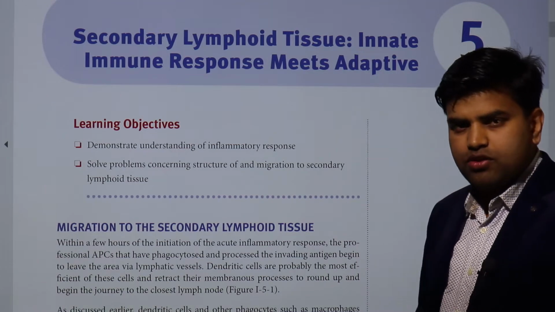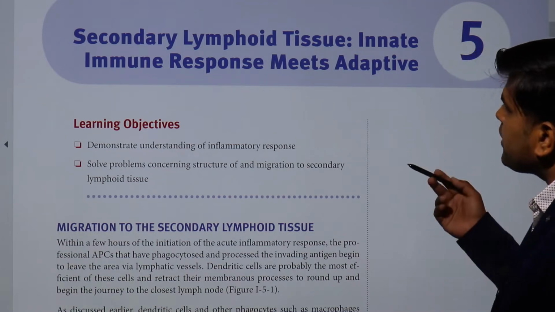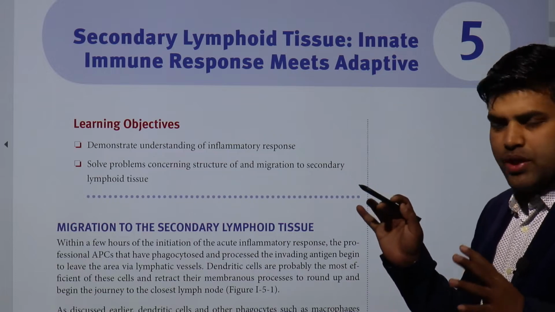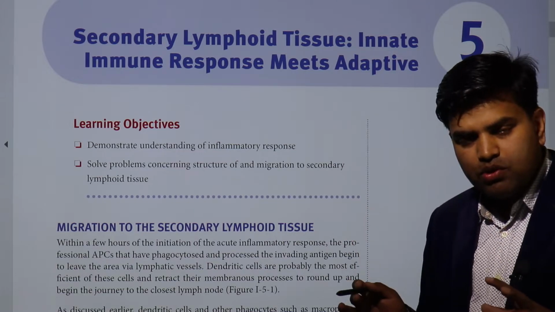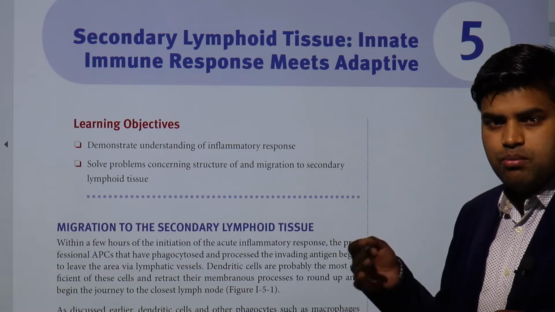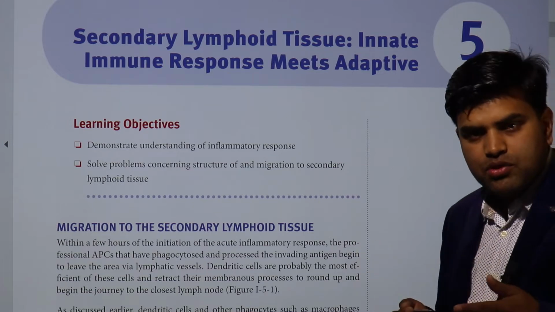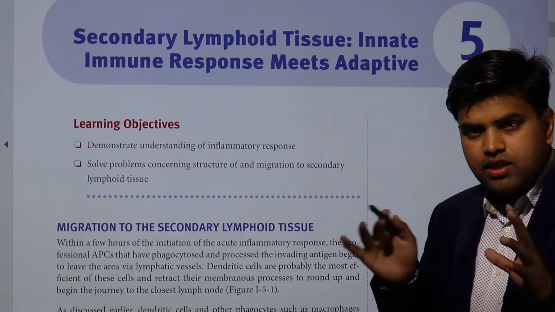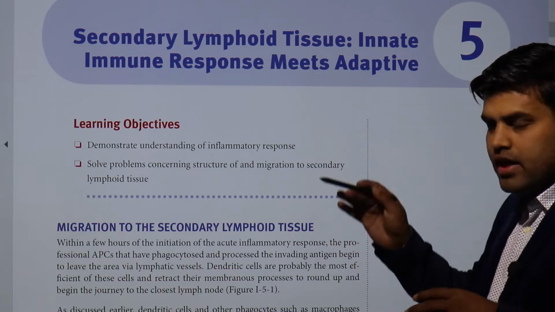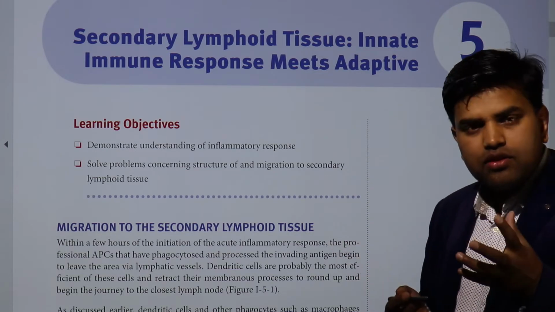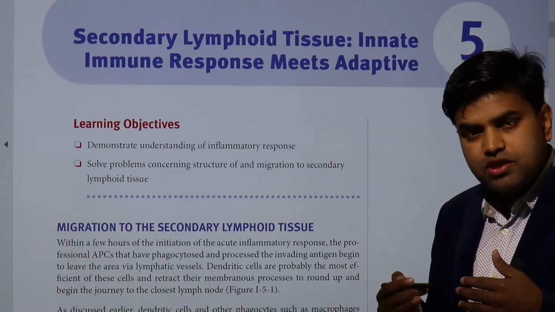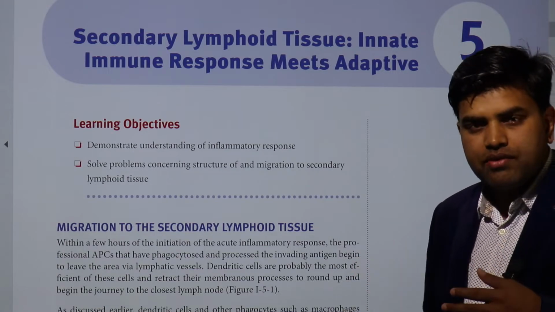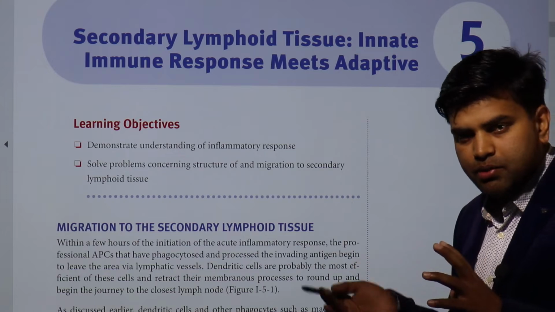Hello and welcome again. Today we will be moving forward to our next chapter, where we have discussed the innate immune response and its components. Now we are going to meet the adaptive immune response. The innate immune response has handled the situation of the infection that has breached your anatomical and physiological barrier, which we have discussed previously.